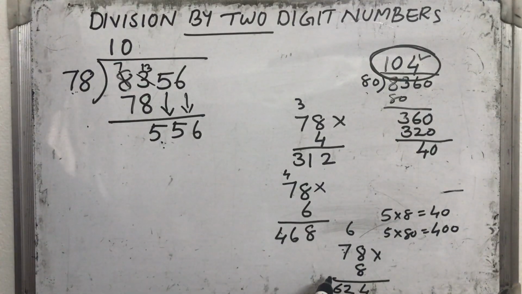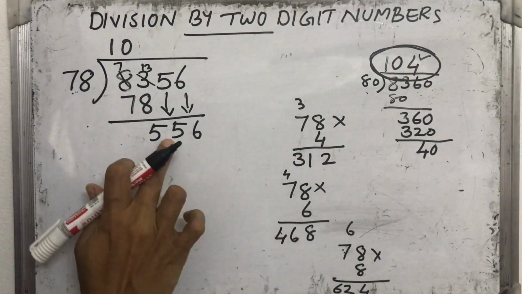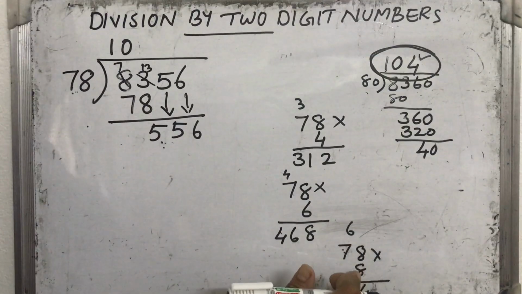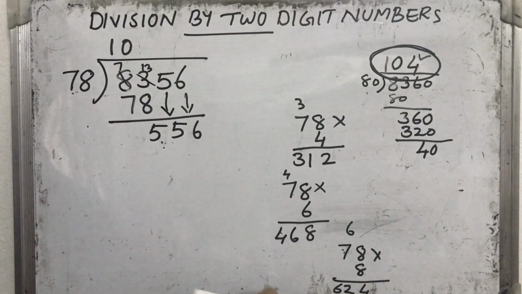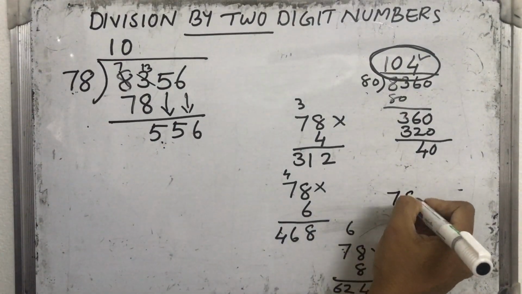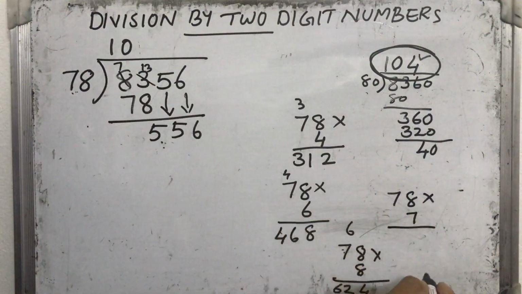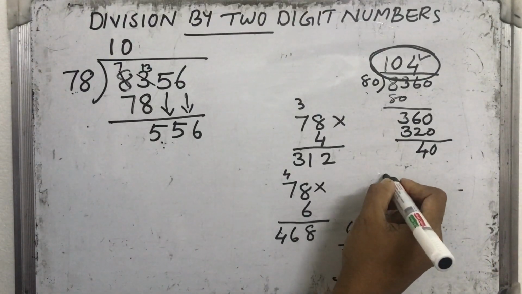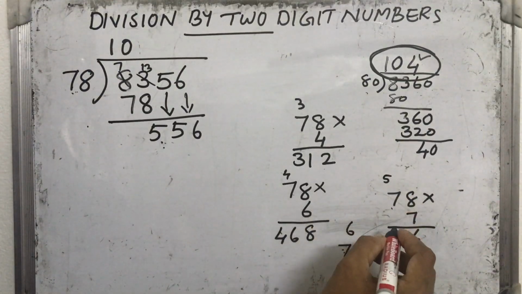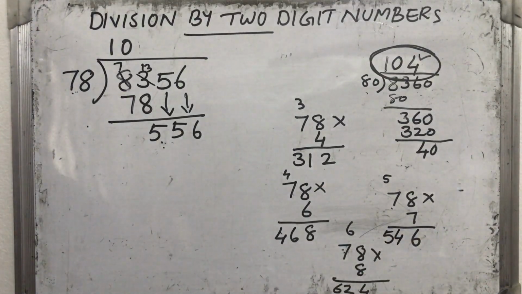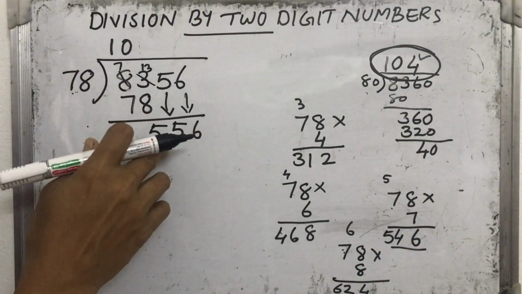So next we check 78 into 7. 78 times 6 is below 556, and 78 multiplied by 8 is 624, which is greater than 556. So in the middle of 6 and 8 there is 7. When we multiply 78 with 7, 7 into 8, 56, 6 is there, 5 is balance. Then 7 into 7, 49, 49 plus 5, 54. We got 546, which is nearest to 556 and just below 556.